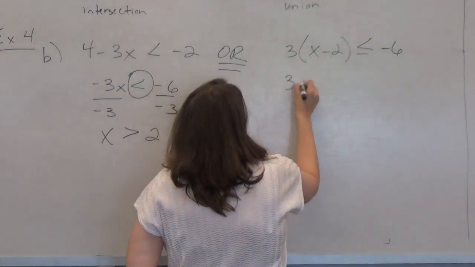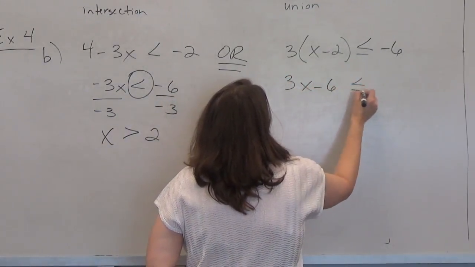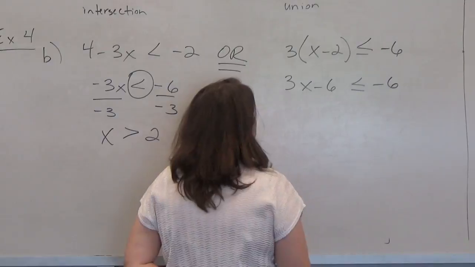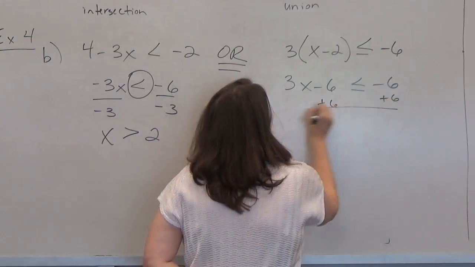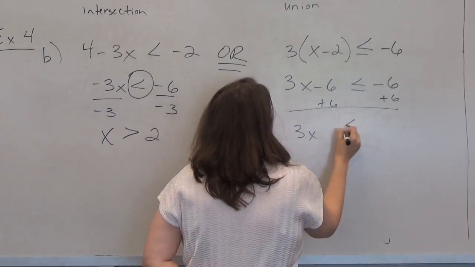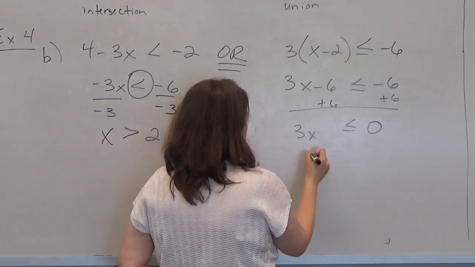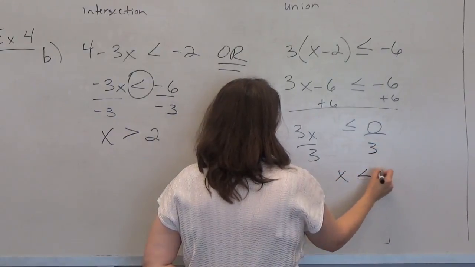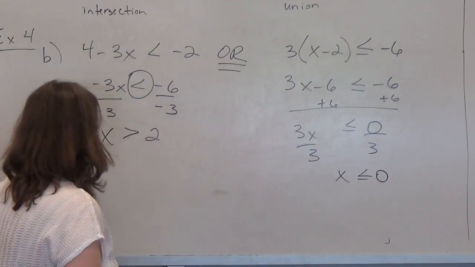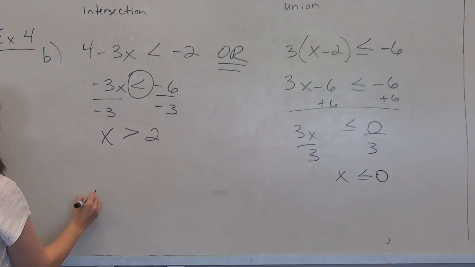Over here you've got 3x minus 6 less than or equal to -6. Let's add 6 to both sides. So you've got 3x is less than or equal to 0, and divide both sides by 3. X is less than or equal to 0. Okay, and now I need to see what this looks like on our number line.